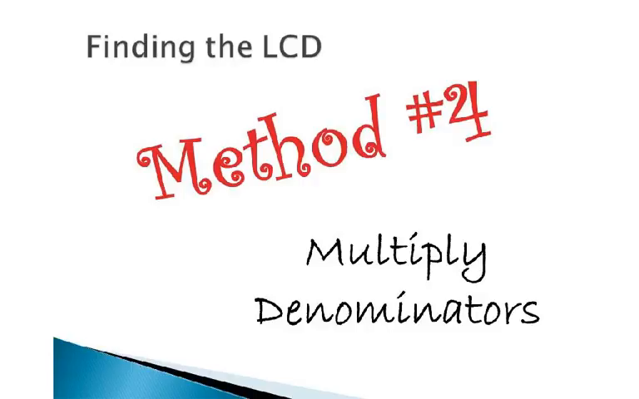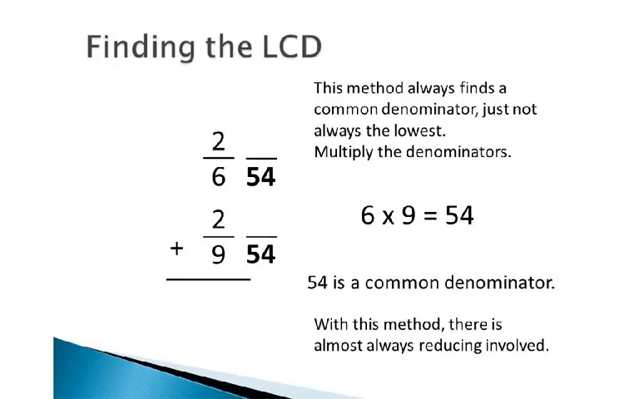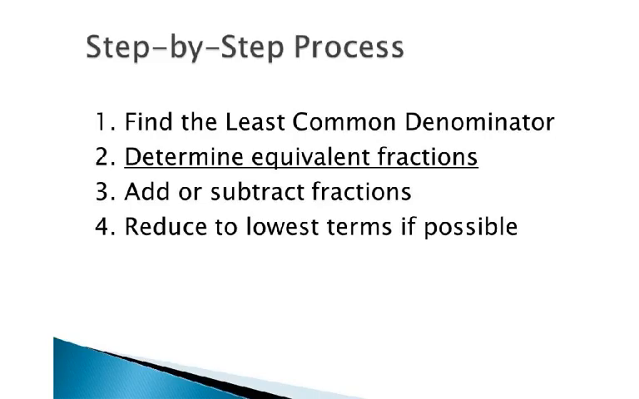Method number 4 is multiply denominators. In our same problem, here with our denominators of 6 and 9, we would need to multiply those 2 denominators together in order to get a common denominator. Now, it's not always the least, but it is always a common denominator. So 6 times 9 is 54. Therefore, 54 is a common denominator, just not the lowest. With this method, there is almost always reducing involved.